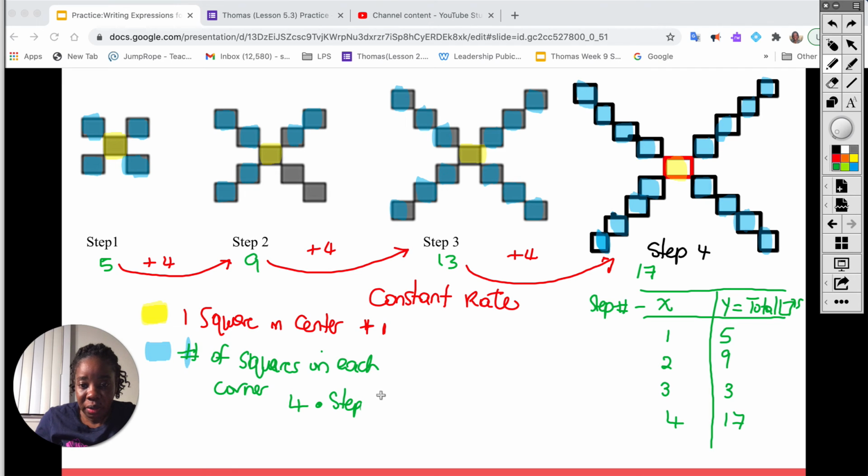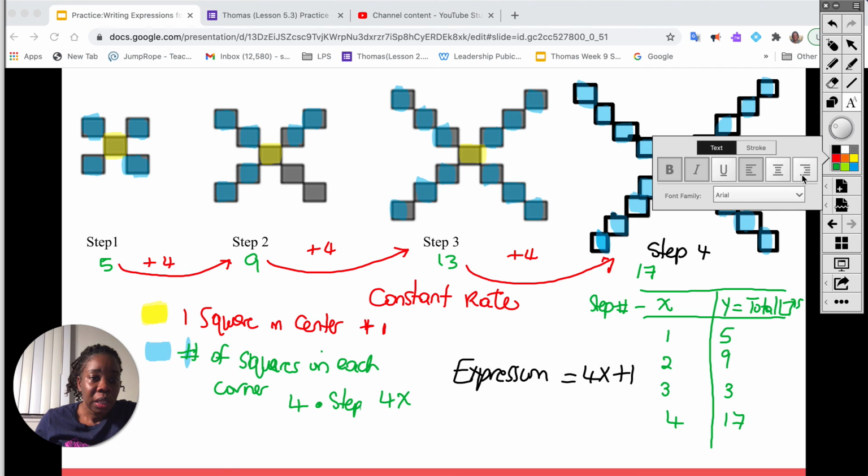So we can consider this as 4 times x, and then there's 1 square in the center, so that's a plus 1. So the expression would be given by 4x plus 1. And then because there's a constant rate, we know that this is showing linear growth.